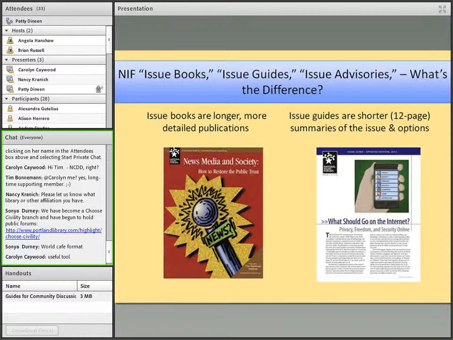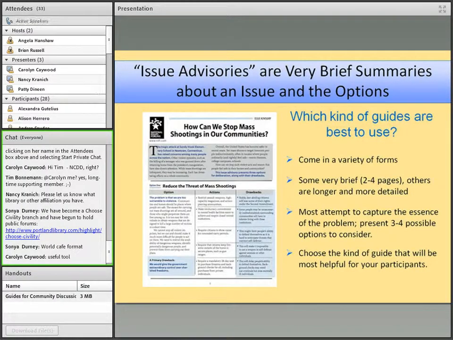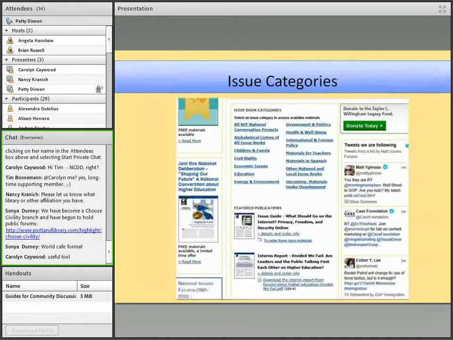More recently, we've been producing issue guides, which are shorter. They're about 12 pages long. They present a summary and several options or approaches for people to deliberate about. And then occasionally, also more recently, we've had these issue advisories available, which are very brief summaries, just a few pages long, about the issue and the possible options. So if you're going to use materials, of course, one of the first things would be to decide what kind of material and how long an issue guide you want to use.